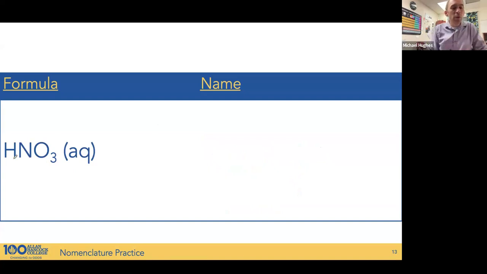Okay, well, we're starting with an H. Is there a metal? No. Is the cation H plus? Yeah, it is. And there's an aqueous sign. So to us, this screams acid.